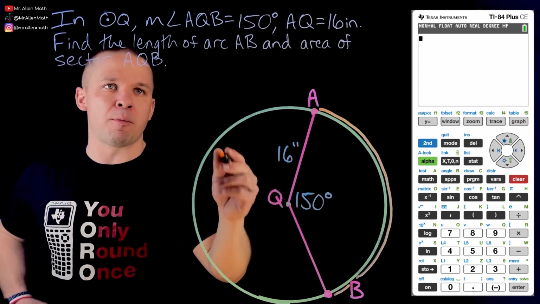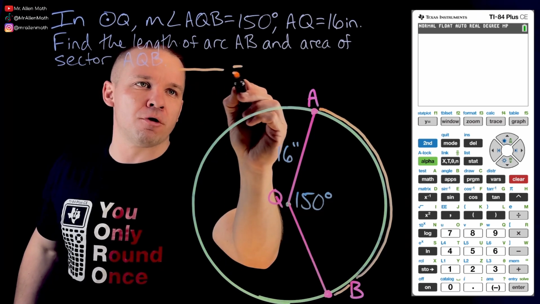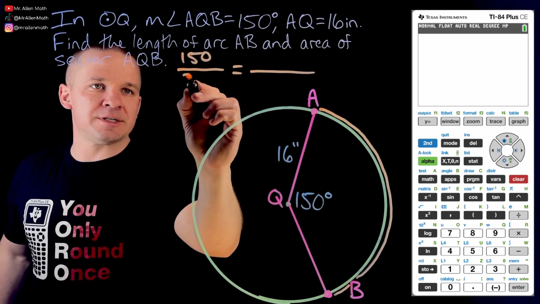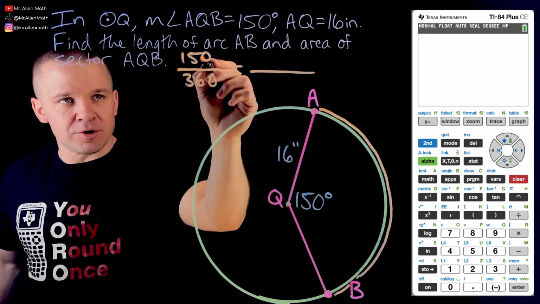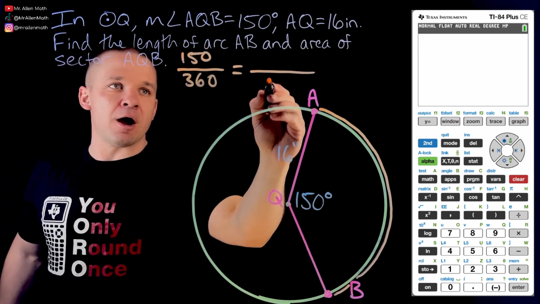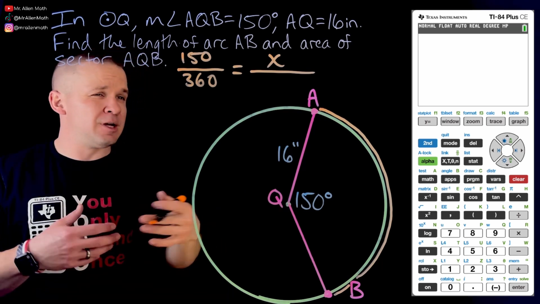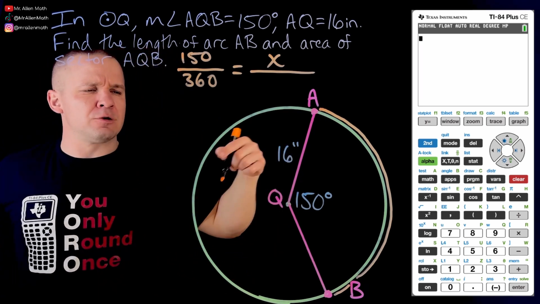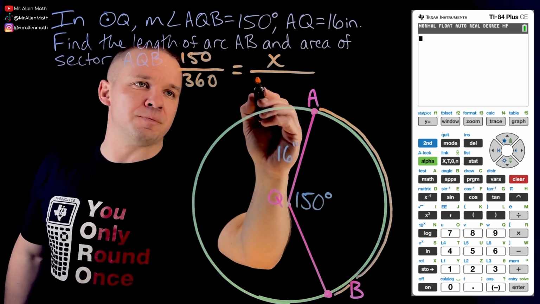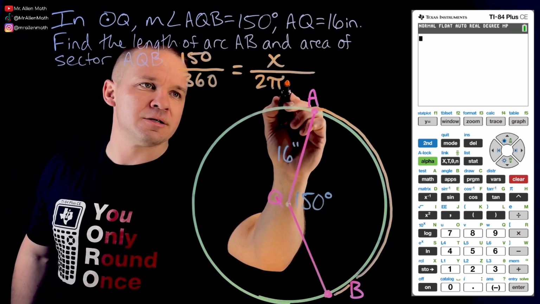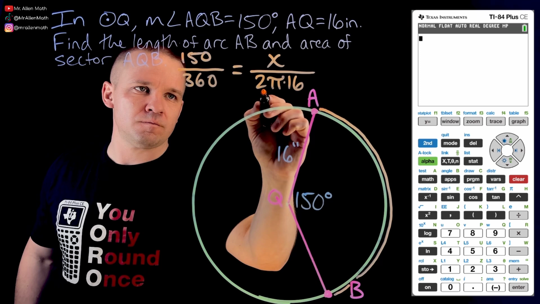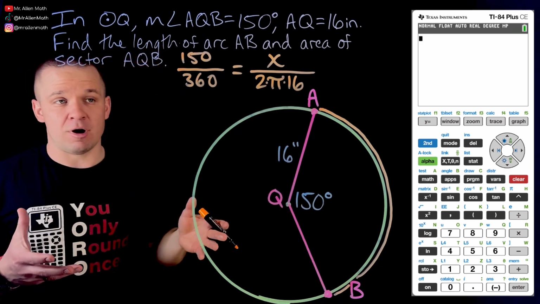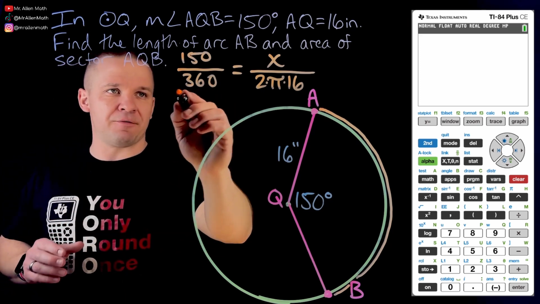Let's write up a proportion. I favor proportions here. So we're going to have the 150 over 360, the part of my circle over the whole circle, equals my arc length. I'll just throw an X up here. Some will use different variables. Equals, what's my formula for circumference all the way around the circle? It's 2 pi r. So 2 pi times 16. Multiplication is implied, but I'll go ahead and pop it there. Now I need to cross multiply. So I'm going to have 360x.